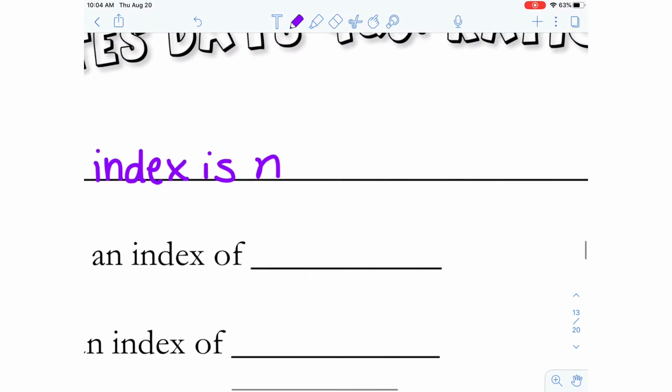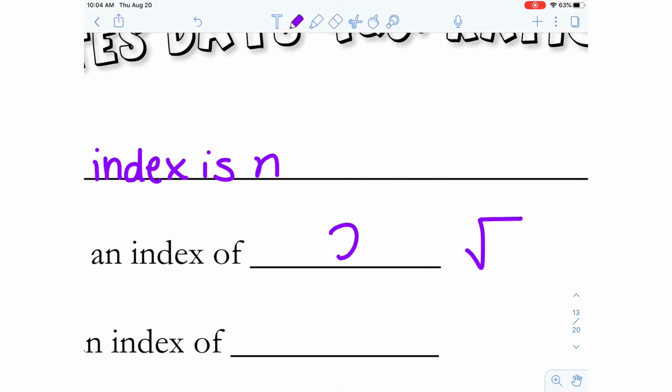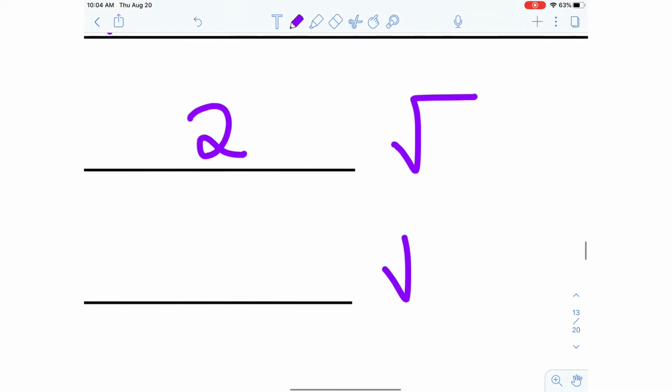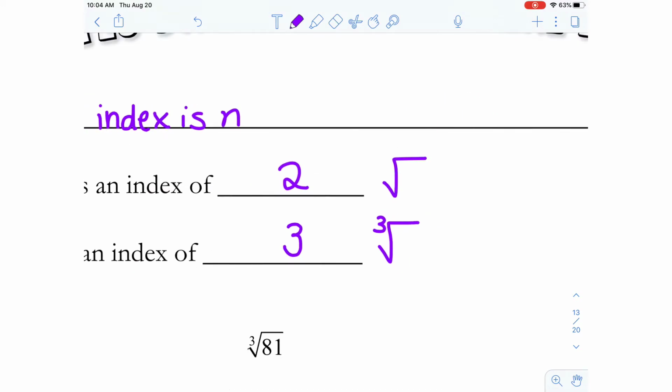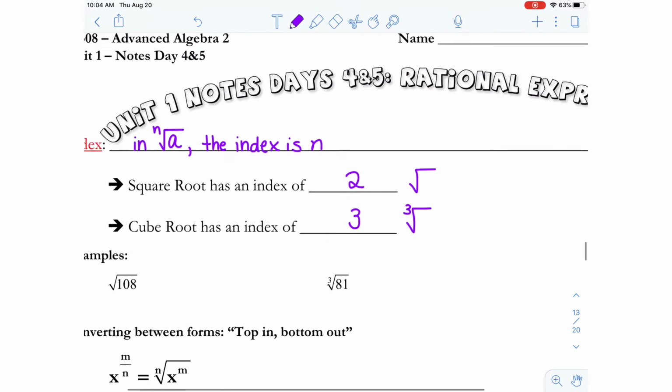So in a square root, which looks like this, the index is 2. It's an invisible index. We don't have to write the 2 there, so we don't. But in a cube root, the index is 3. So once it's a cube root or above, we put that little number right before the radical, and that is our index.